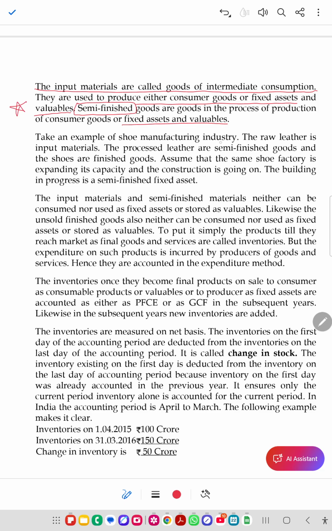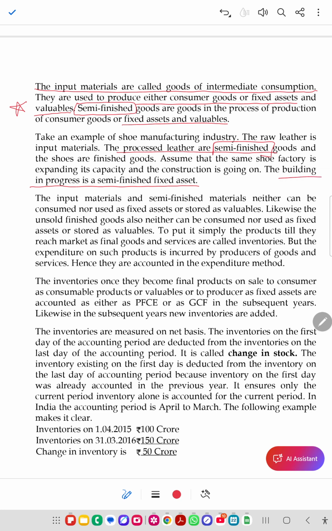Take an example of a shoe manufacturing industry. The raw leather is input material. The processed leather is semi-finished goods and the shoes are finished goods. Assume that the same shoe factory is expanding its capacity and the construction is going on. The building in process is a semi-finished fixed asset.